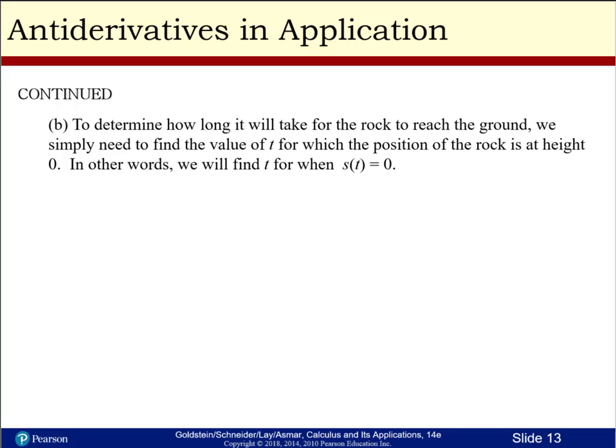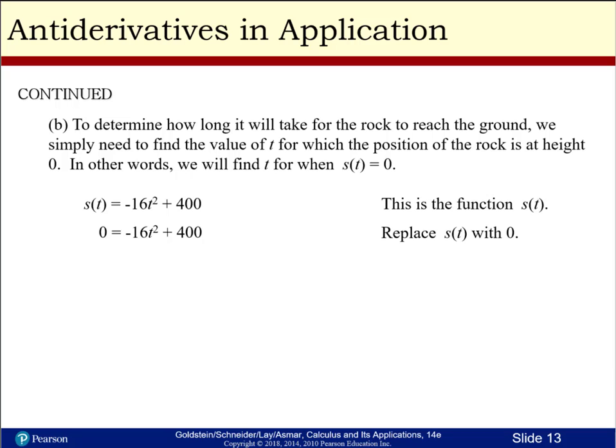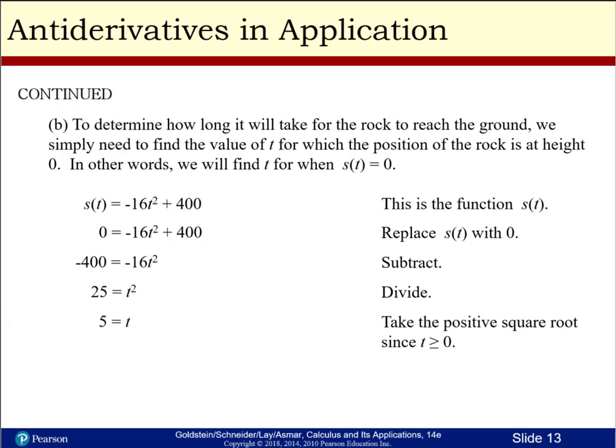Now to determine how long it's going to take for the rock to reach the ground, we simply need to find the value of t for which the position of the rock is at a height of 0. In other words, we need to find t for when s of t equals 0. Plugging that in, replacing s of t with 0, solving for t, dividing, and taking the square root of both sides, I find that t is 5. So it's going to take 5 seconds for the rock to reach the ground.